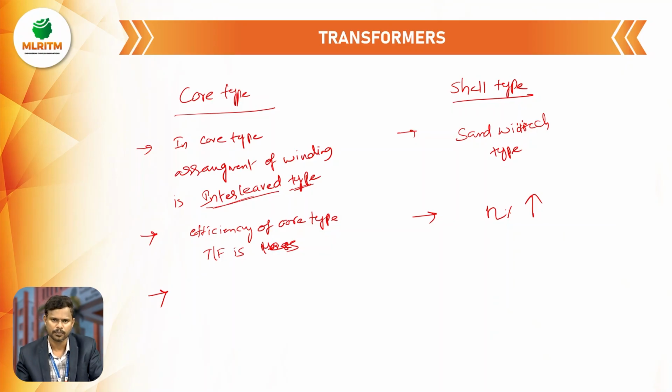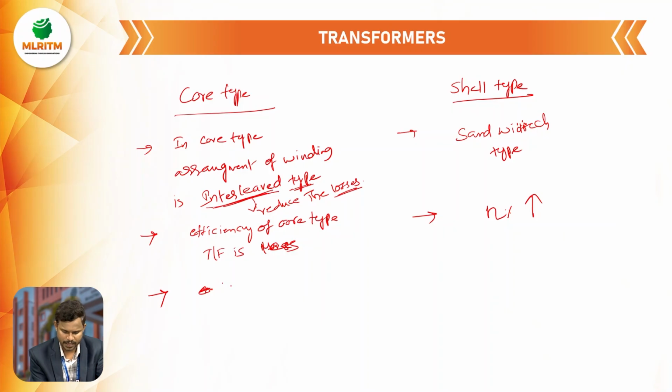In a core type transformer, the arrangement of winding is interleaved winding, and in a shell type transformer, it is sandwich type winding. In a core type transformer we have two limbs and two yokes; in a shell type transformer we have two yokes and three limbs. The interleaved winding arrangement is to reduce the losses: hysteresis and eddy current losses.